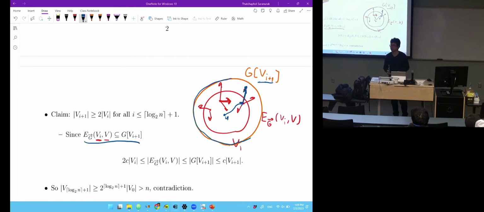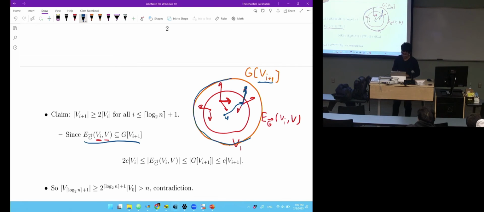Question about this? It's good or not clear? Sorry, could you please repeat? Yeah, I mean, does the notation make sense at least?